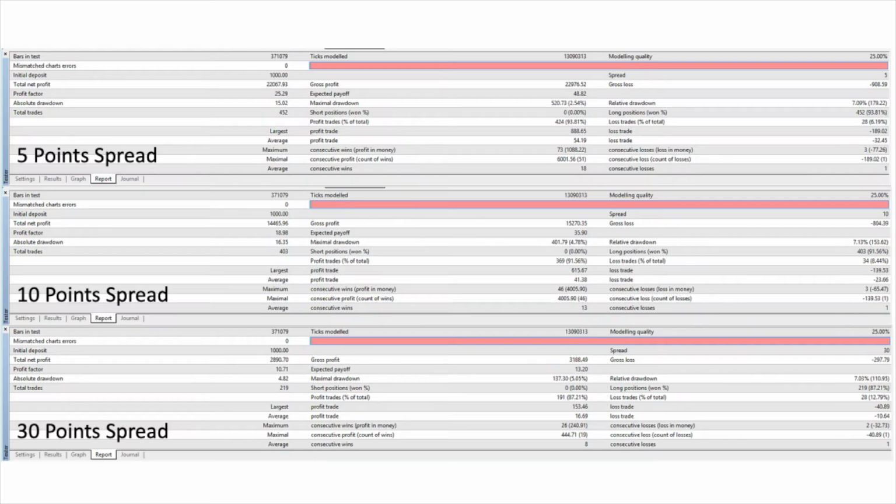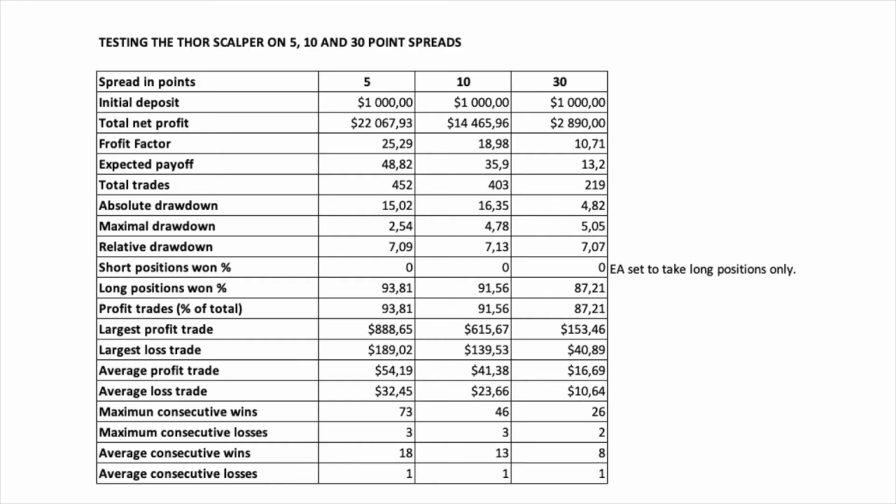I've included a slide with a full report of each of the spread settings. The reason for including it is for completeness' sake and for the benefit of viewers who may be interested in analyzing the full results. I've also included a slide in table format with a comparison of the most important results of the 3 tests. I will go through the results on the table in detail and provide my opinion on the most important items.